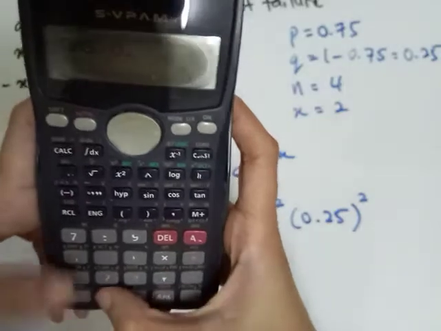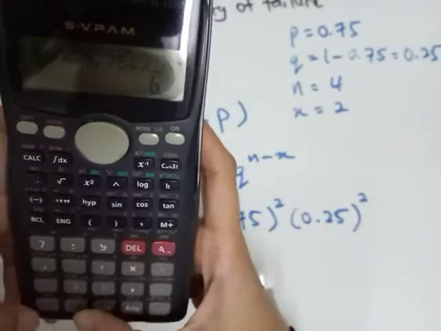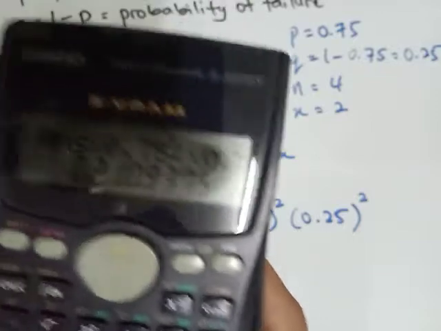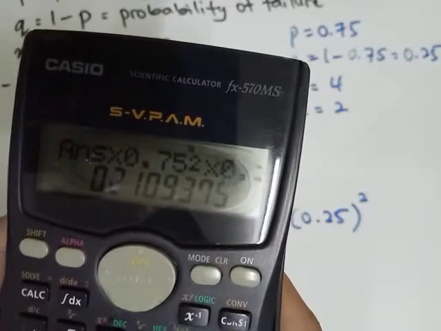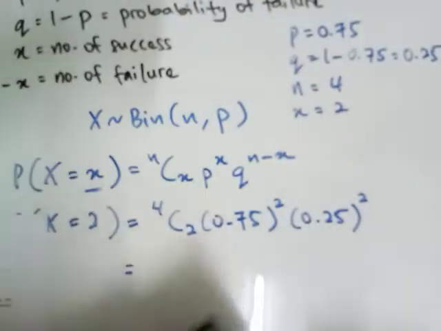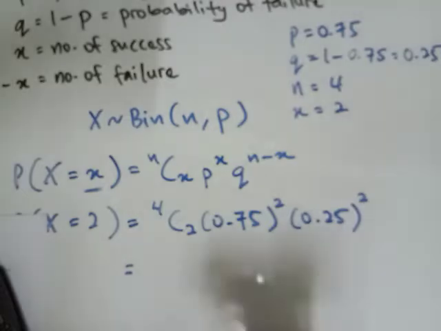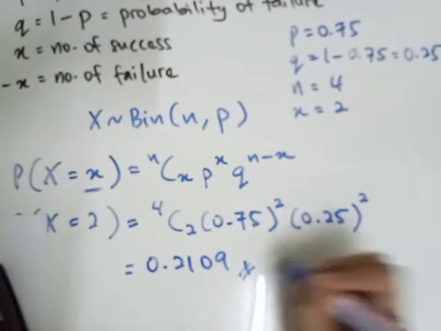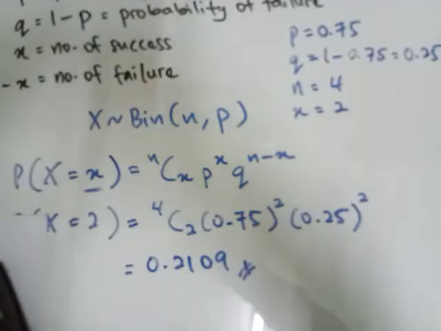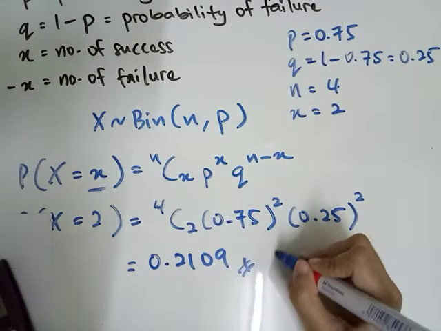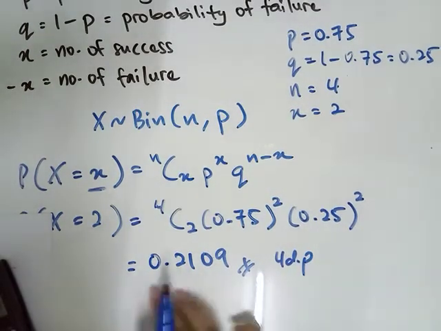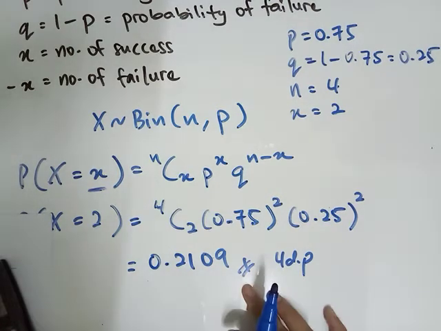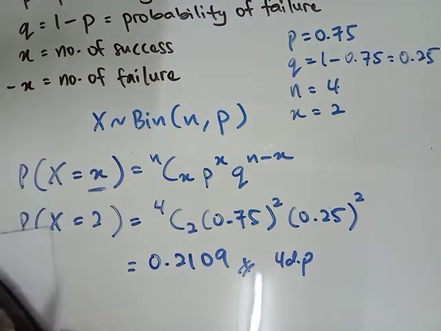Times 0.75 square times 0.25 square, and then equal. You will get 0.2109. So this is the answer. Okay, make sure 4 decimal places. To find the probability, make sure 4 decimal places. Okay, this is the answer for example 1. Alright.